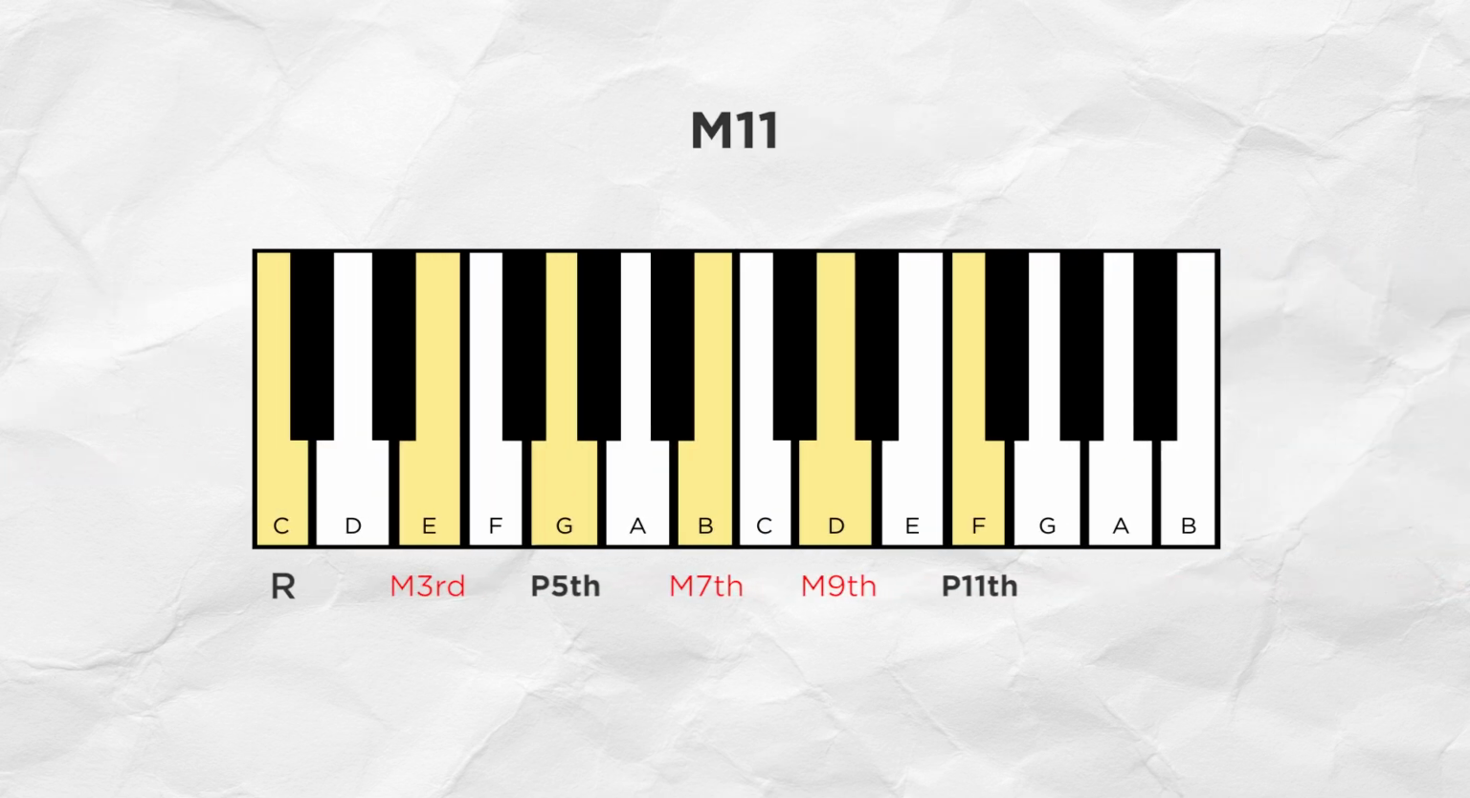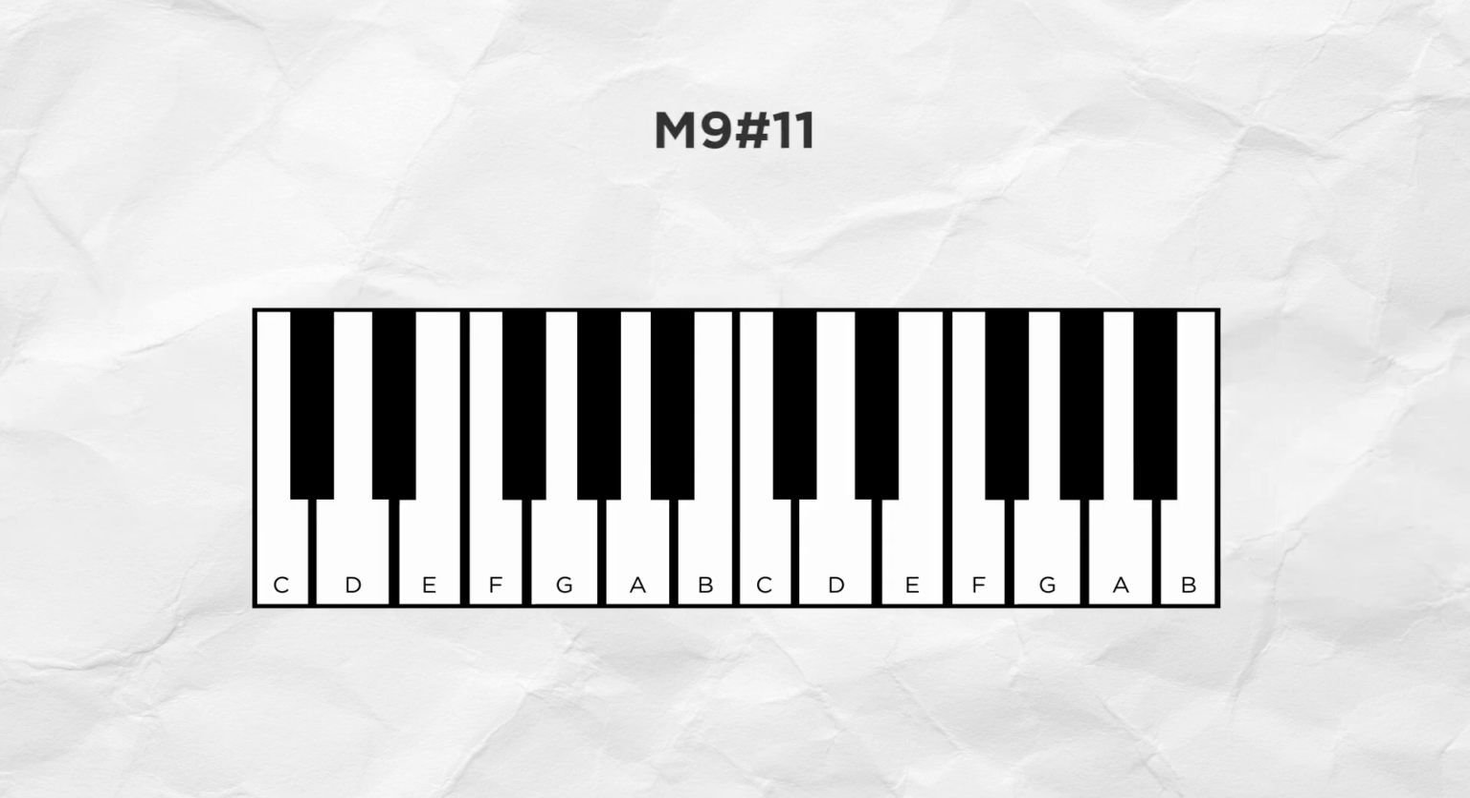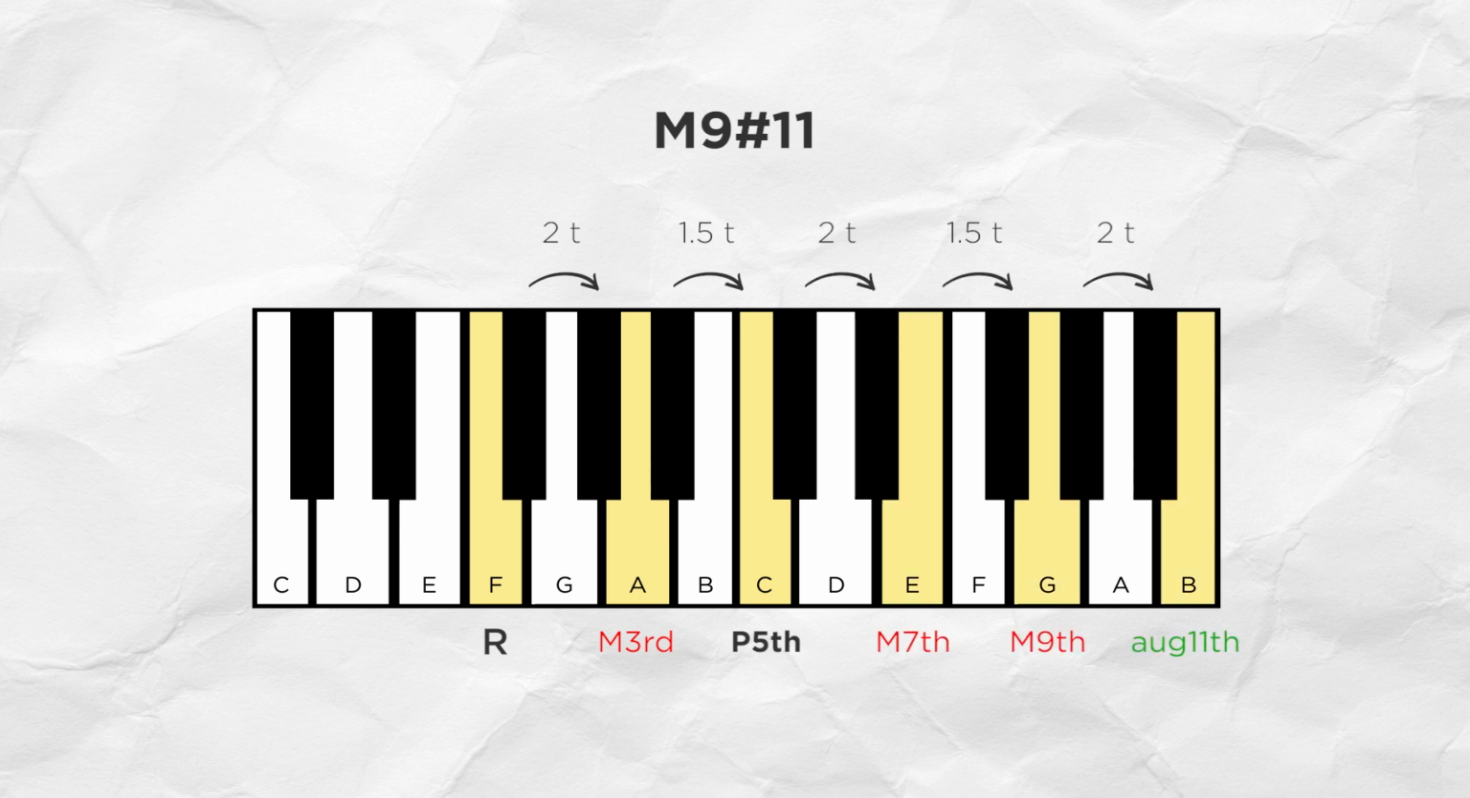Of course, you can also raise the 11th on any major 11th chord to make a major 9 with a sharp 11, so we can also add this one to our list. But the major 9 sharp 11th is actually a chord you can already find in a major scale naturally, on the 4th degree. For example, if we are in C major, the 4th degree would be from the root note F, with the major 3rd A, a perfect 5th C, major 7th E, a major 9th G, and an augmented 11th B.